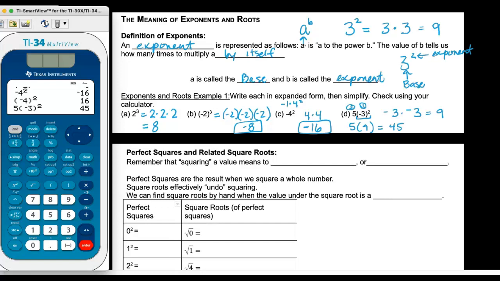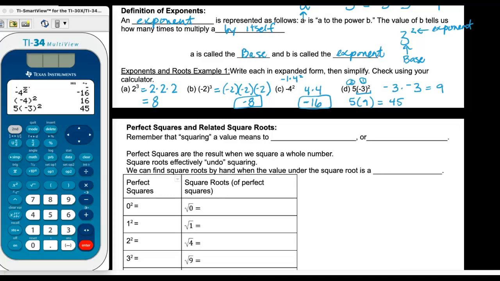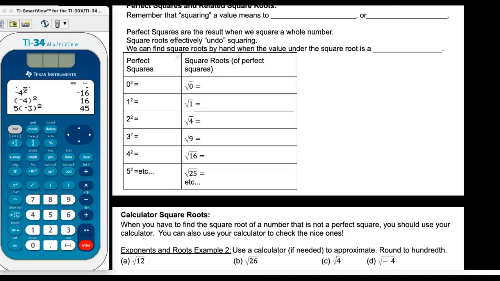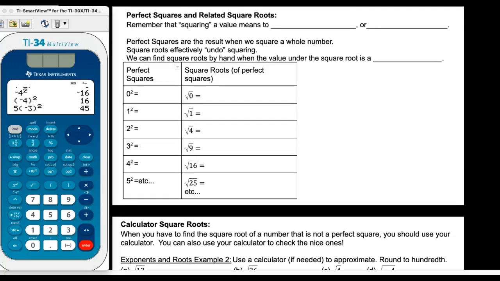So let's talk a little bit about perfect squares and related square roots, because when we're dealing with exponents, exponents and square roots go hand in hand, because square roots undo exponents. And so sometimes it's helpful also to talk about perfect squares, because those make really nice square roots that we can do by hand. So remember that squaring a value means to raise to the second power or multiply by itself.